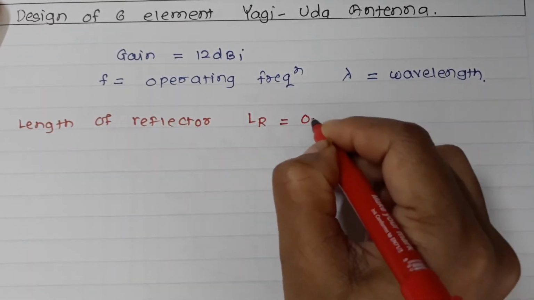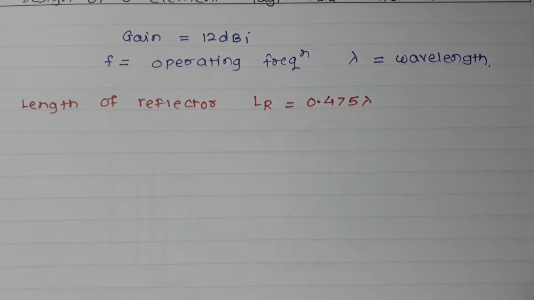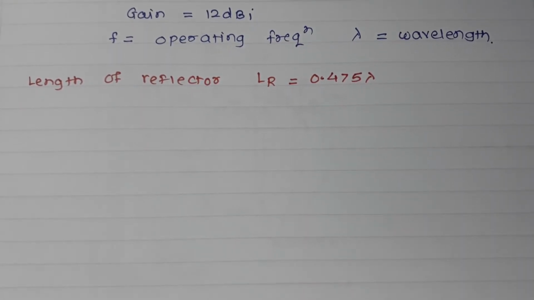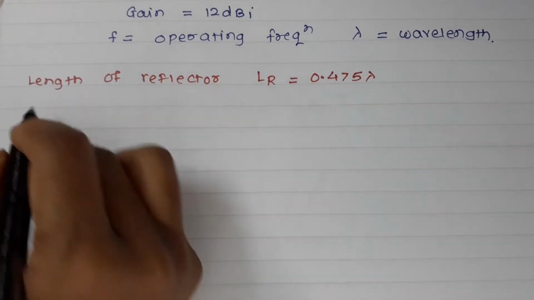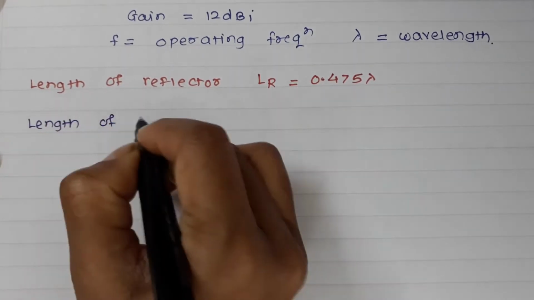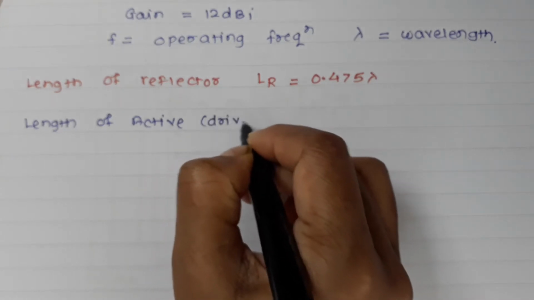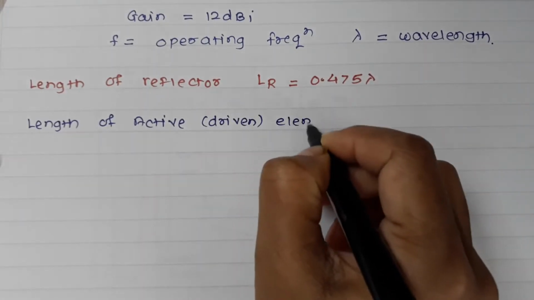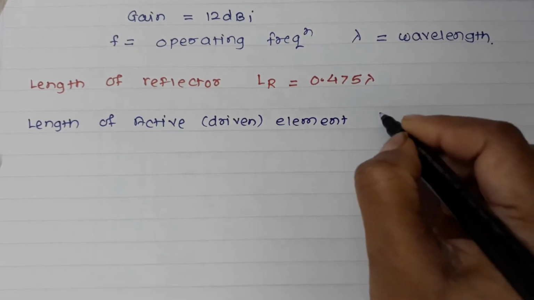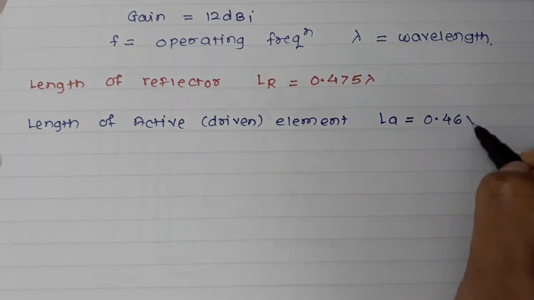As we know, our reflector is always greater than the driven elements. So here the length of the reflector will be 0.475 lambda. Now let us see what will be the length of the active element, which is nothing but the driven element. This should be less than the reflector. So let us say this is LA, and it is 0.46 lambda.